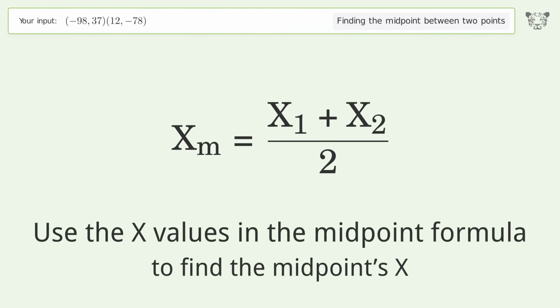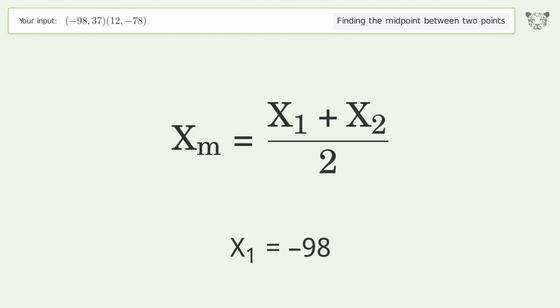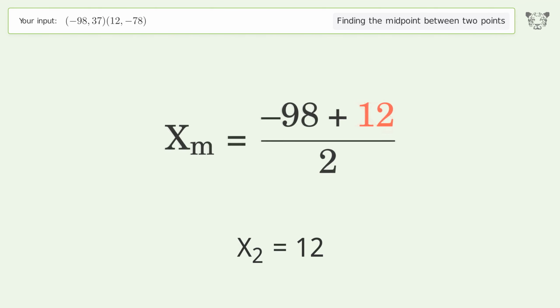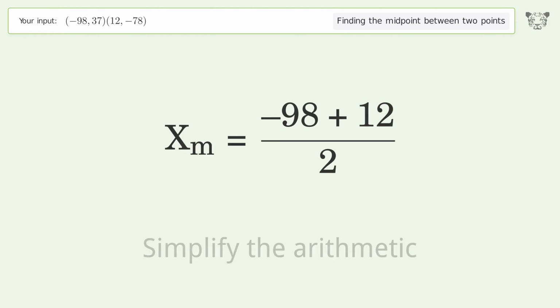Use the x values in the midpoint formula to find the midpoint's x. x1 equals -98. x2 equals 12. Simplify the arithmetic.